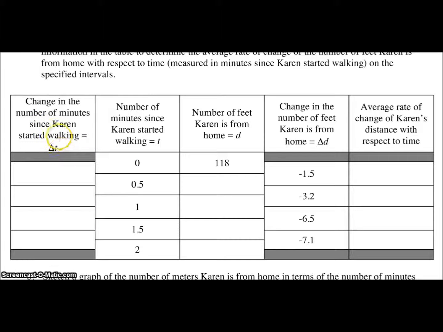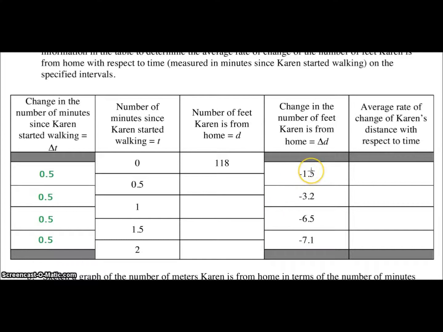So the change in number of minutes since Karen started walking. This will be the easiest one to fill out. The change in time, delta t, is just the final value minus the initial value. 0.5 minus 0 is 0.5. 1 minus 0.5 is 0.5. All of these changes are 0.5. The number of feet Karen is from home, D. How are we going to figure that out?